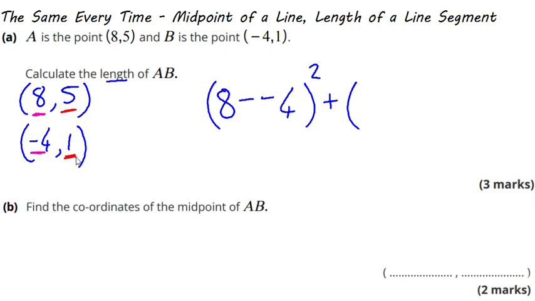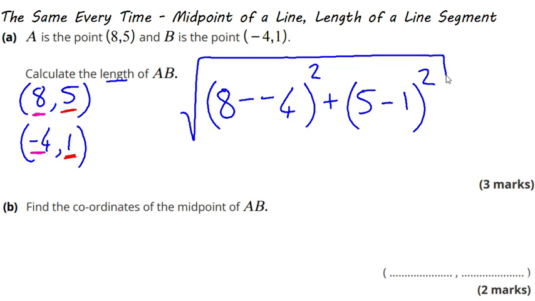We've got 5 and 1. We have to subtract the y coordinates. 5 minus 1 and then square. And then the whole thing is inside a square root sign. Of course, you should recognize that as a Pythagoras situation, square, square, add, square root, because if we were to draw this out on a coordinate grid, it would be essentially finding the longest side of a right-angled triangle.